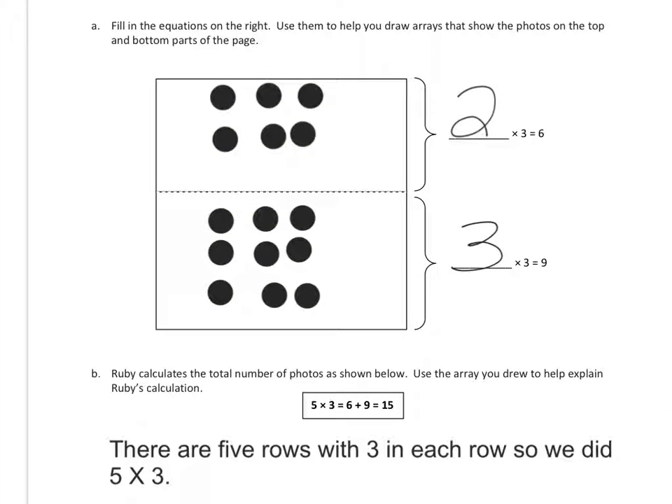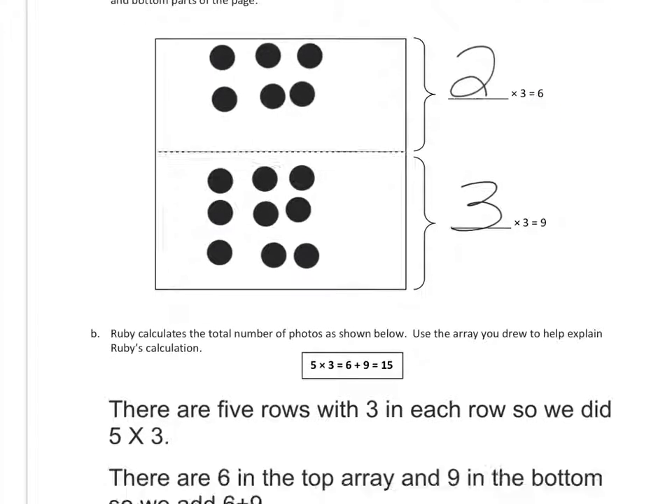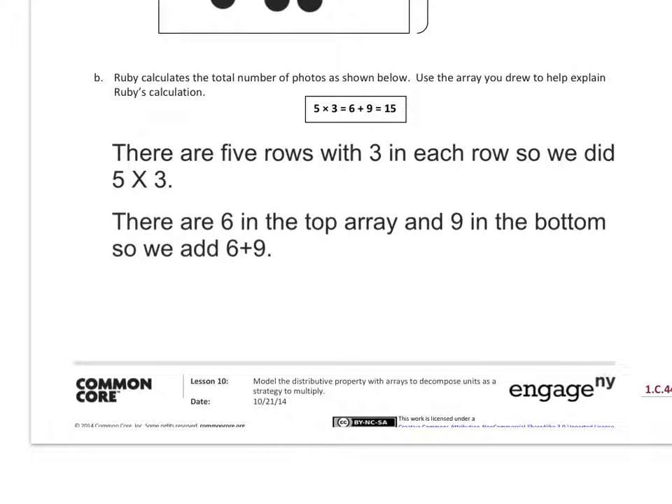The last thing that we need to talk about is where this 15 comes from. So looking back at our problem, where do we get 15? Well, if you look at your whole entire array and your 6 plus your 9, 6 plus 9 is 15. We could also say, what about 5 times 3? 5 times 3 is 15. 6 plus 9 equals 15. 5 times 3 equals 15. And then we can say there are 15 photos in all.